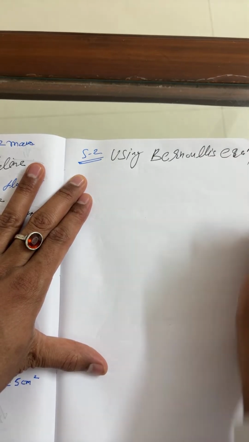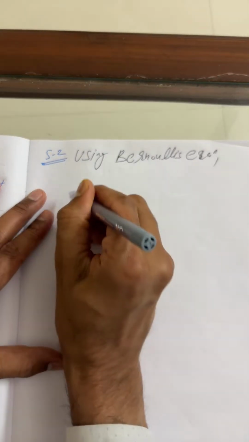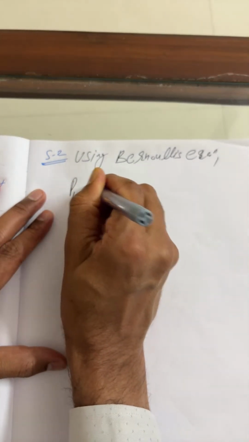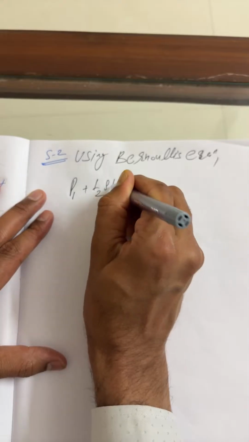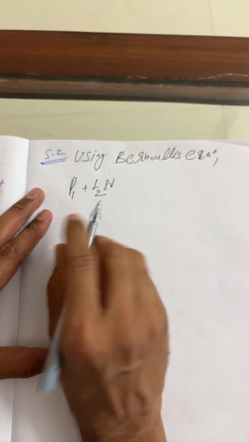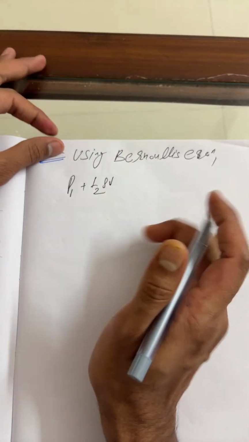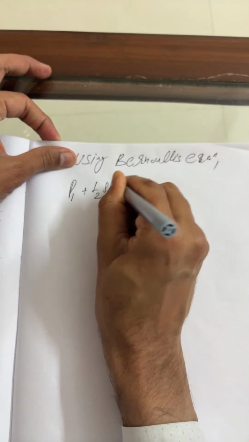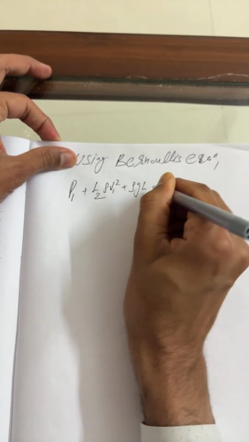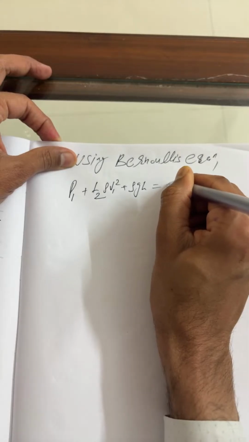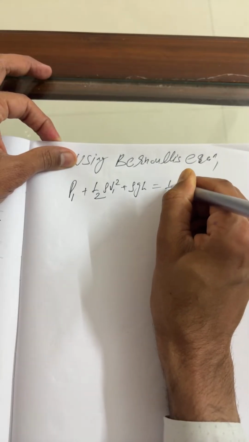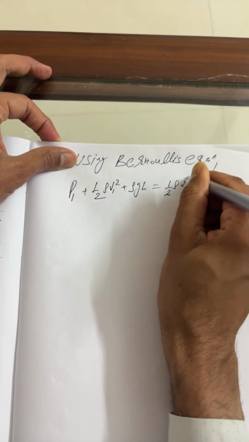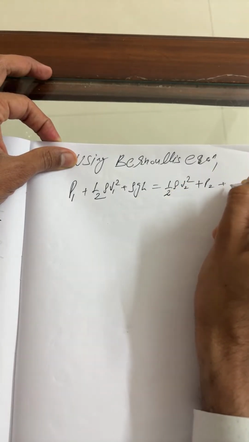Using Bernoulli's equation. P1 plus half rho V1 squared plus rho g h1 is equal to half rho V2 squared plus P2 plus rho g h2. Pressure head remains the same, so no need to write it again.